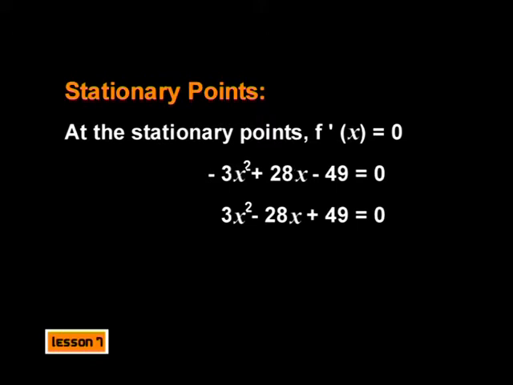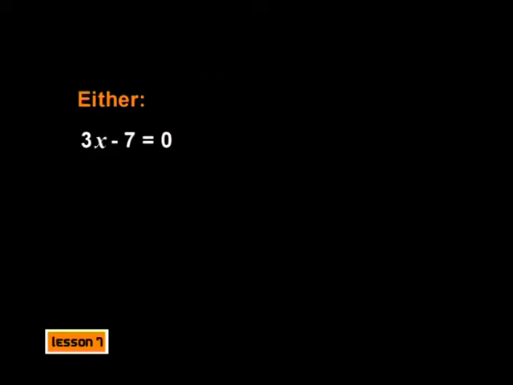I think we can factorize this. Yes, we can. In the one bracket, we get 3x minus 7, and in the other bracket, we get x minus 7. That means that either 3x minus 7 equals 0 or x minus 7 equals 0. And that gives me that either x equals 7 over 3 or x equals 7.